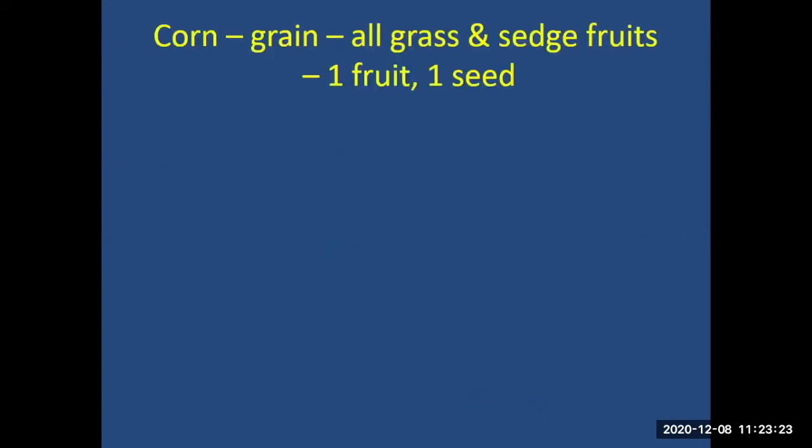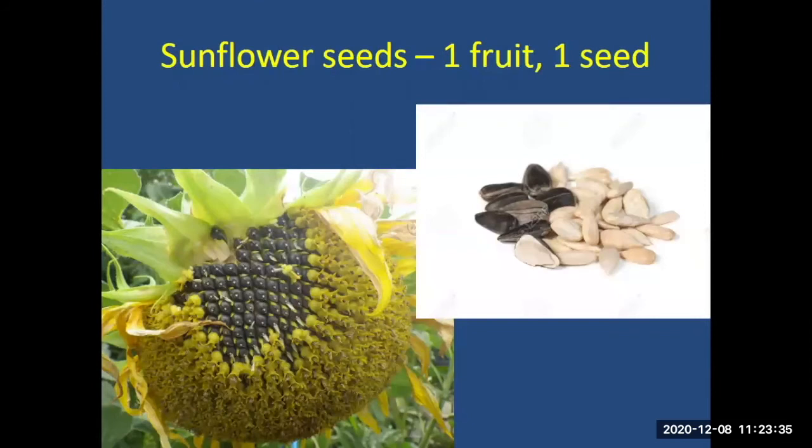So I'm going to give you an example of each of these. The achene, the corn, the grain, all grasses and sedges. You get one fruit and one seed. Sunflower, same way. The fruit is an achene. And here you see the head of sunflower seeds forming over here.